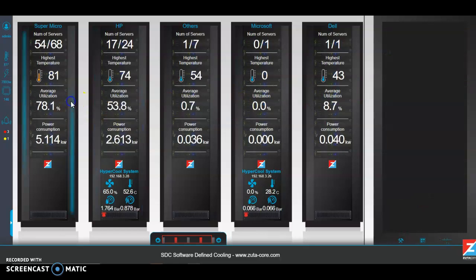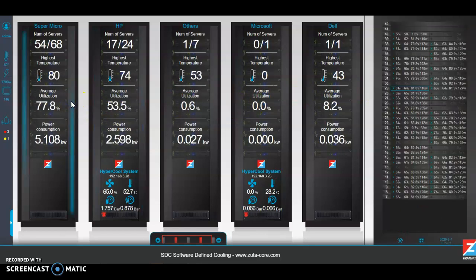If I click on the other rack right here, I can see that this is a high dense rack. You can see there's 68 servers, and 54 of them are now active. And I can see that even one of them has a high temperature here of 81 degrees Celsius. That's why it's in orange.